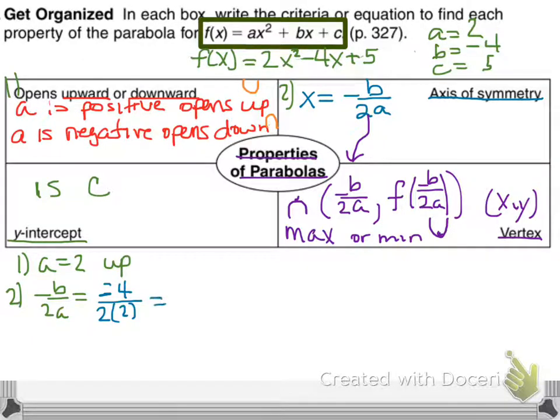Okay, so we're going to come over here. Minus my negative becomes my plus positive, so that would be positive 4. And then my 2 times 2 would also be 4, and that would give us a positive 1. So there's our axis of symmetry. So we know so far that our parabola is opening up, and that our axis of symmetry is a positive 1. Now we're going to move on to our third step.